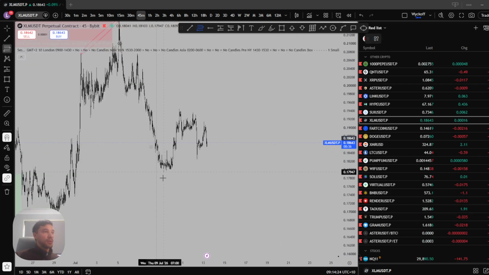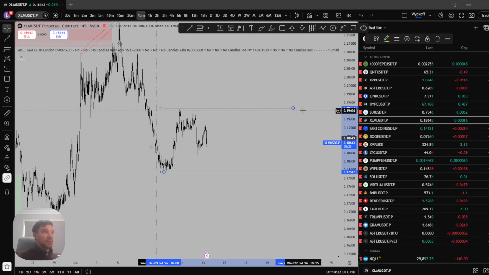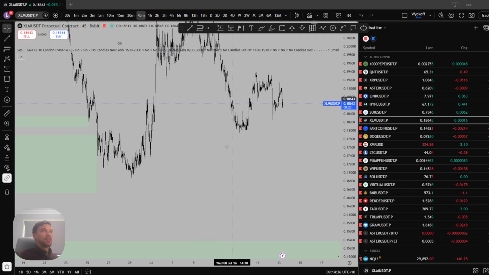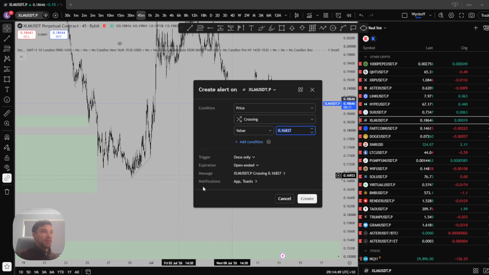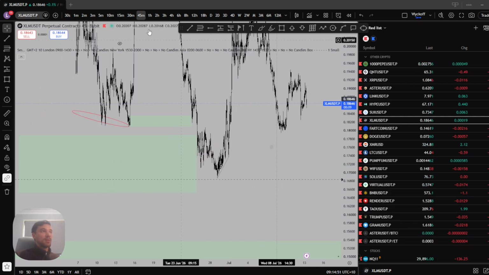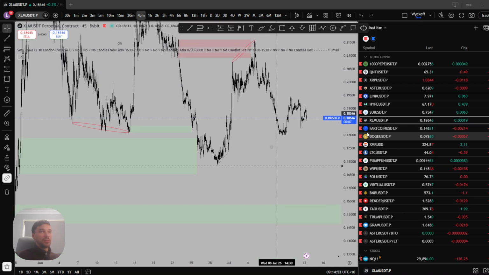We can draw this as a range and assess price action at a later time. But even so, I wouldn't be looking to accumulate here just because there's so much liquidity here. Like so much liquidity. This is so clean and will most likely get taken out. So let's be patient there.